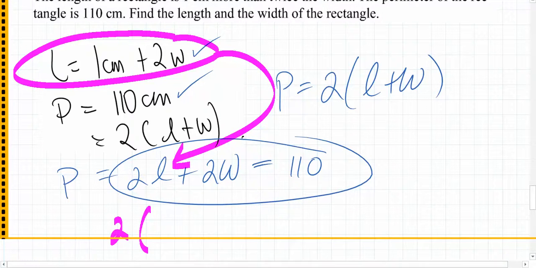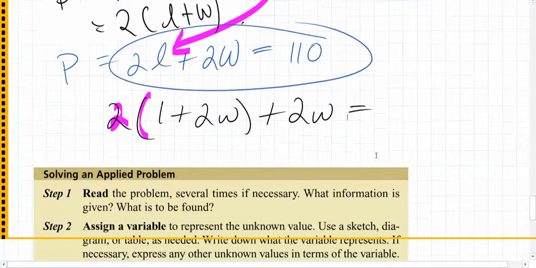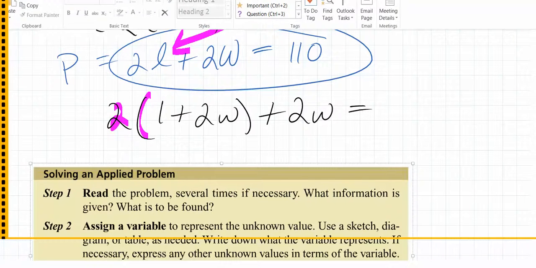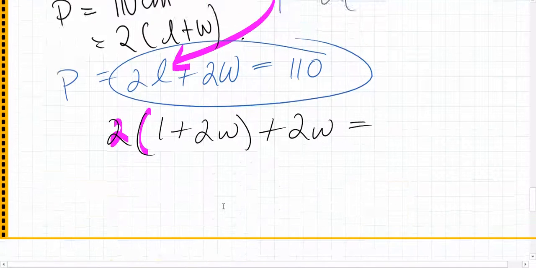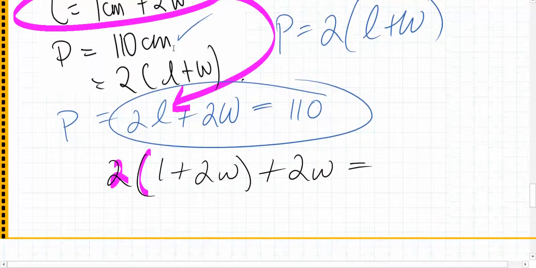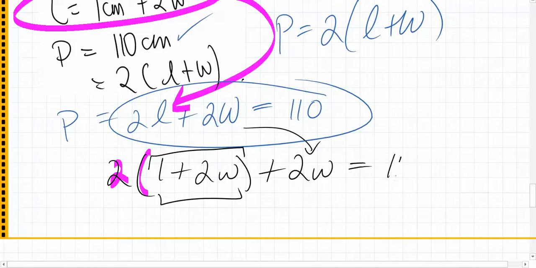2 times, oh, I don't want to use the highlighter for this. It's kind of annoying. 2 times, what is it? 1 plus 2W plus 2W equals what? I'm plugging in for L. No, it's not 2W. L is equal to 1 plus 2W. You wrote it right there. No, the second part. This is L, right? Yeah, and this is the 2W from there.